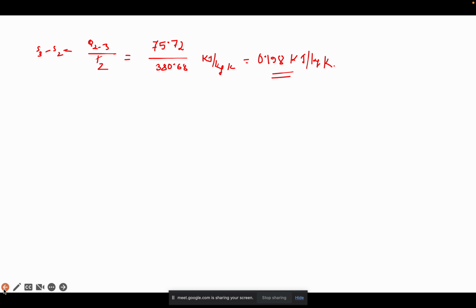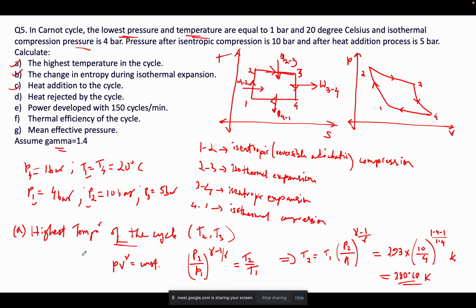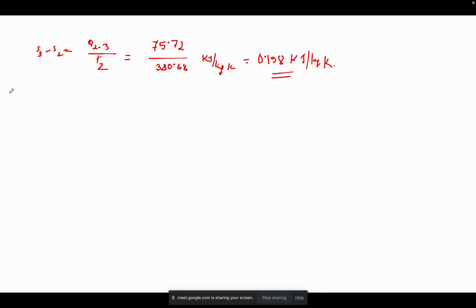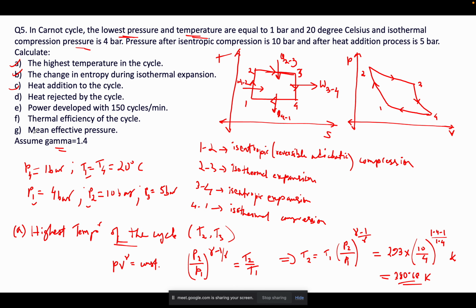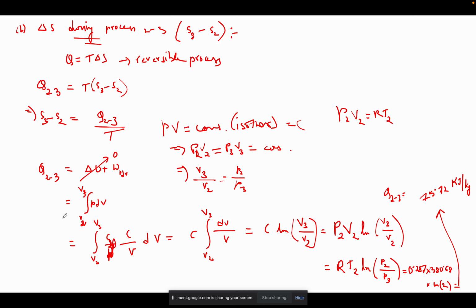Then next question is, this is done. Heat addition to the cycle, I will write it again as I have done the calculation already. See, heat added to the cycle is your Q2 to 3, which I have already calculated, and that is your 75.72 kilojoule per kg. Okay, next is your heat rejected by the cycle.